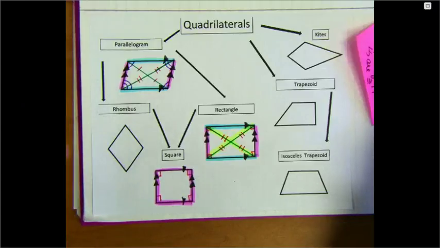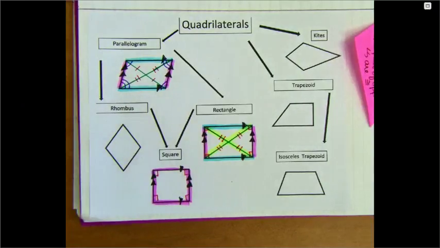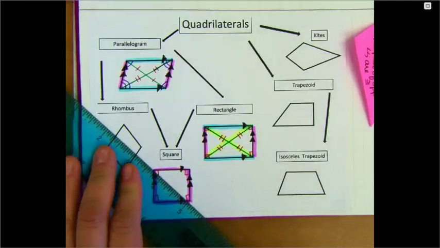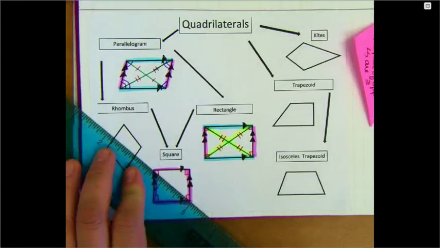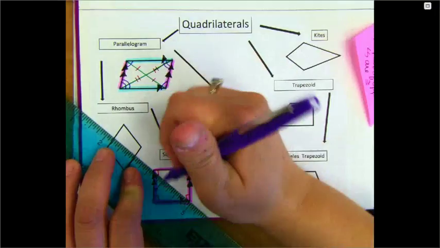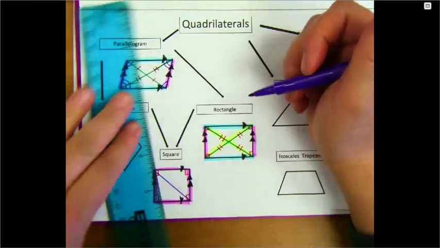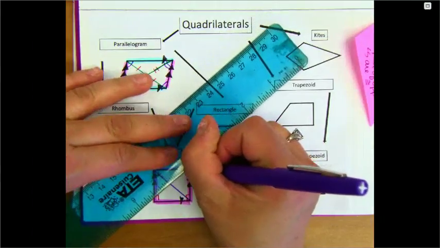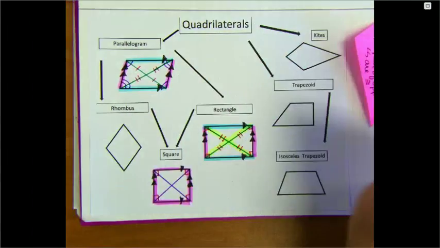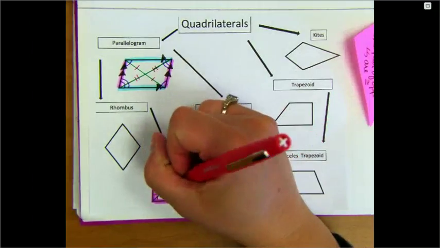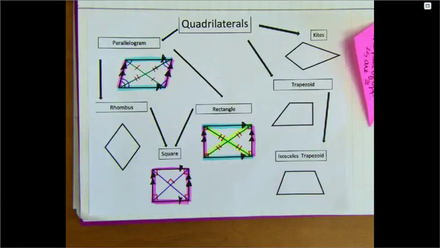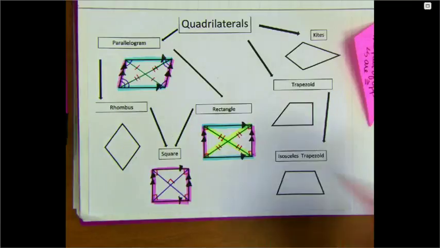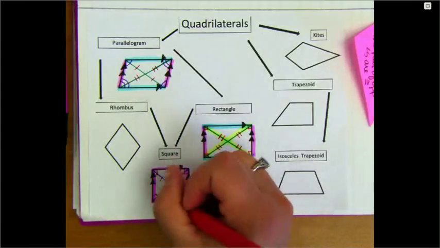What else? Diagonals bisect, and they also form what? Perpendicular. So if they're perpendicular, then there's a right angle in the middle as well. And diagonals also do what? What does it mean to bisect? Are they congruent to each other? Yeah.